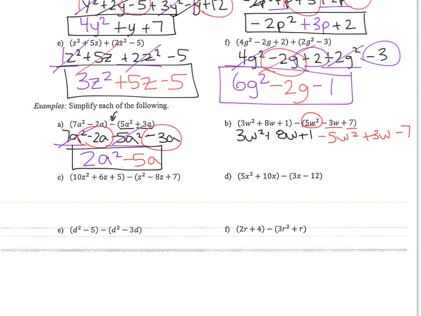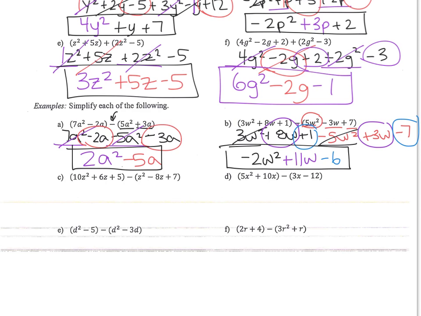So you have 3w squared and negative 5w squared. So that's negative 2w squared. It's cross, cross. 8w and 3w is 11w's. And then 1 and negative 7 is negative 6.